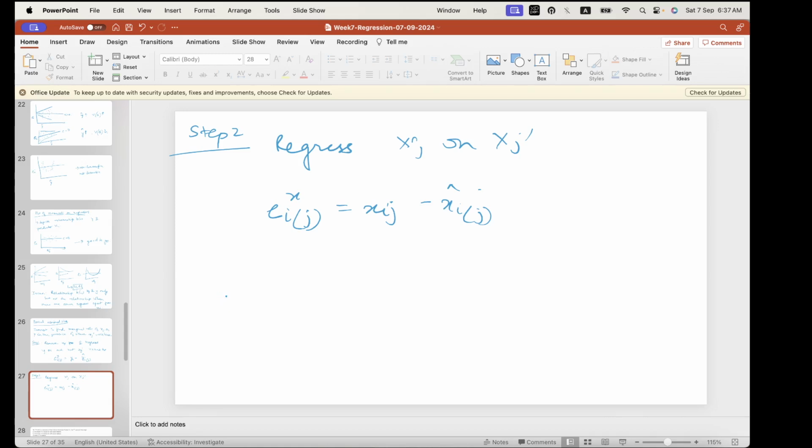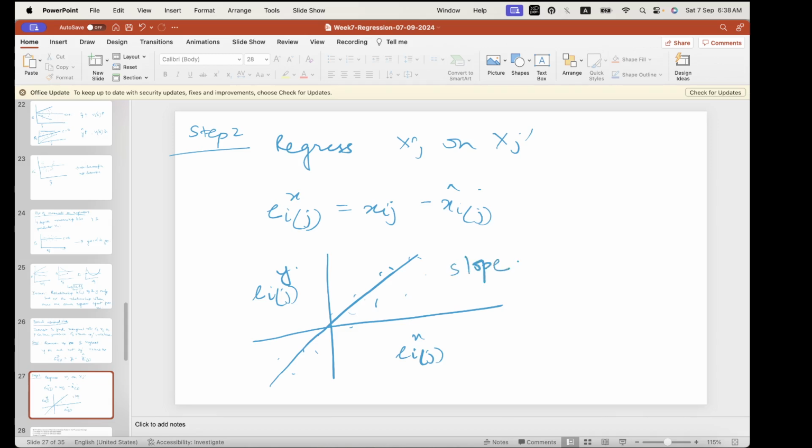Alright, and then what do we do? We plot this eij x versus eij y, and if we get this line, then the slope will be equal to beta j.